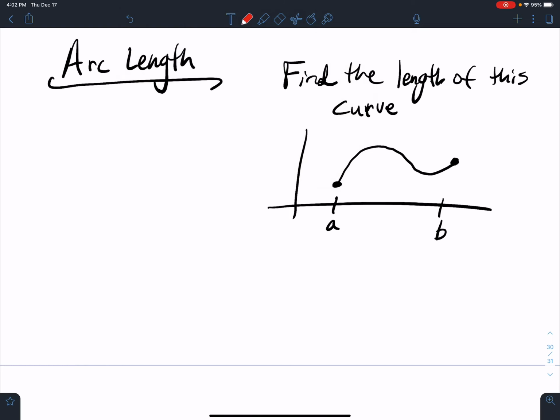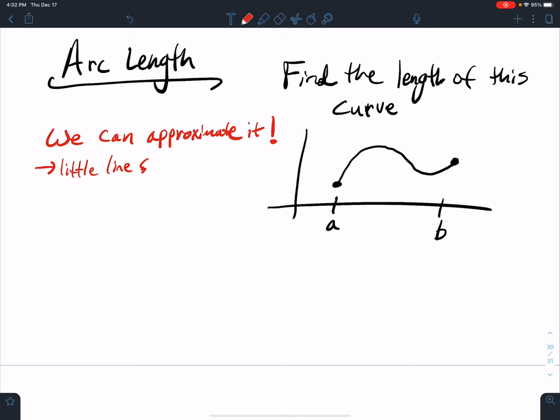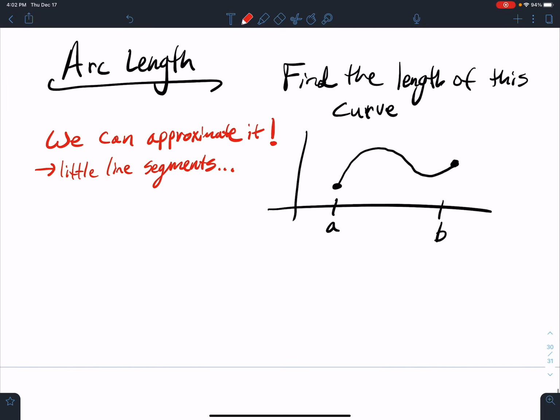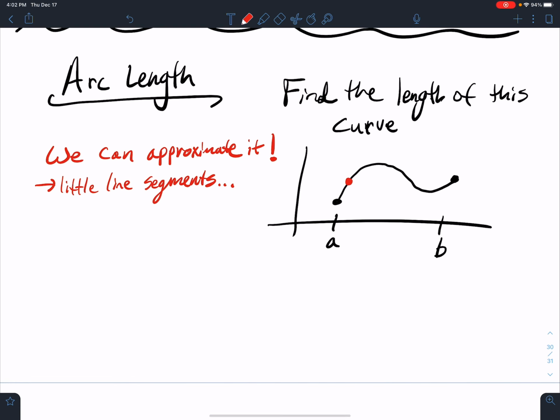Now, to do this, we start with an approximation, just like we do in everything else in calculus. So we can approximate the curve with little line segments. What do I mean by that? Well, say I broke this line up into little segments here.